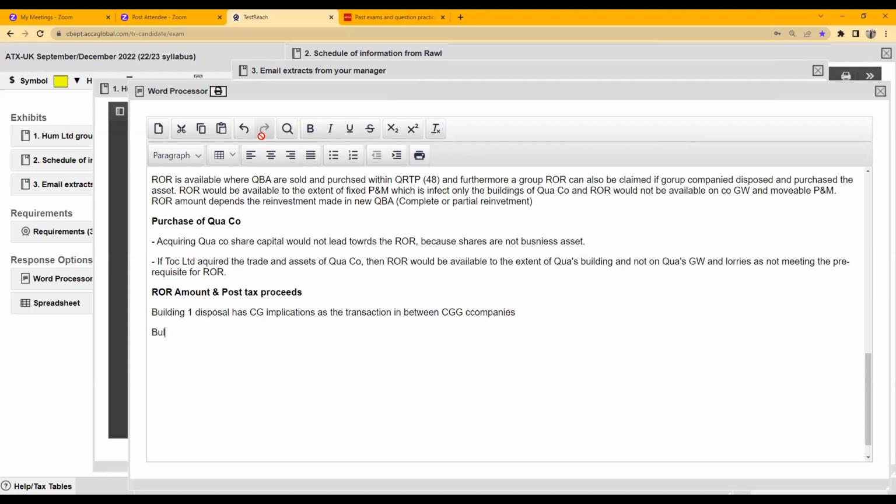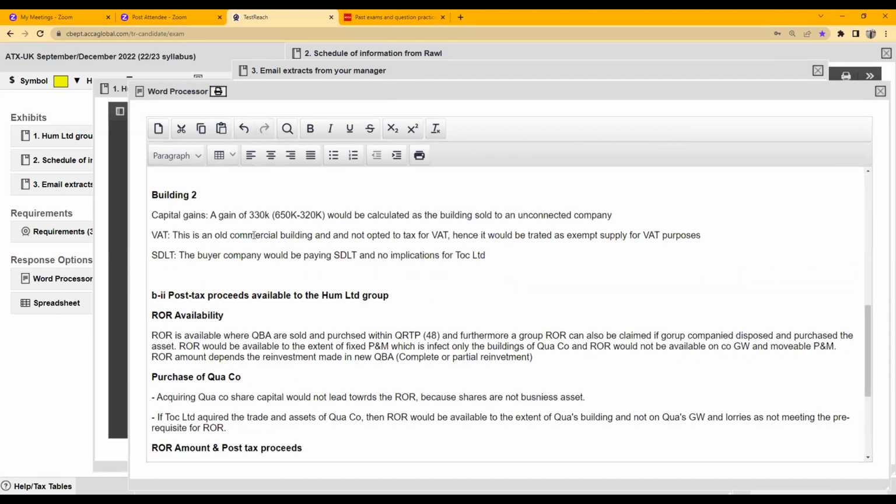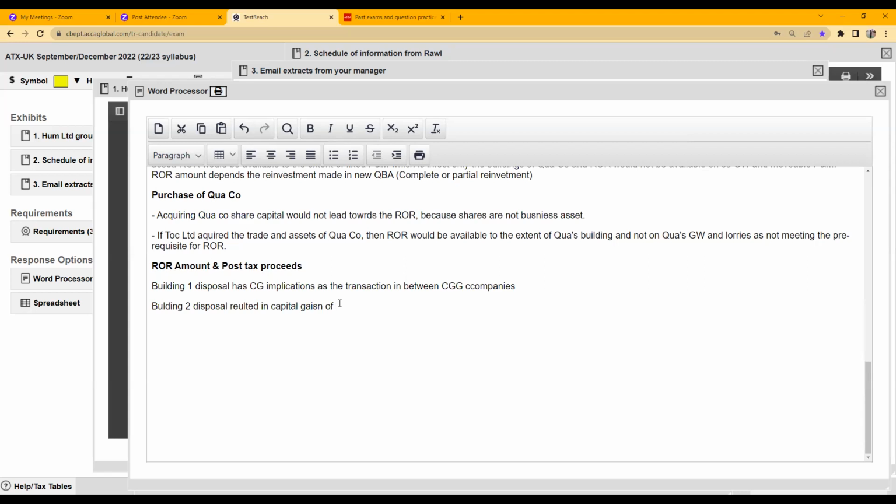Building two disposal resulted in capital gains of 330,000, as we have calculated somewhere. But the question is not asking about the capital gains, but about the post-tax proceeds. Writing short points linked to the scenario is surely going to give you the relevant marks. Don't worry about this. The objective is that your answer should cover each and every aspect, right?